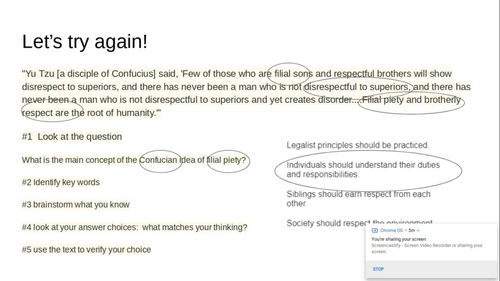Okay, here's another one. Oh my God, all these words look crazy. Don't even look at it, guys.